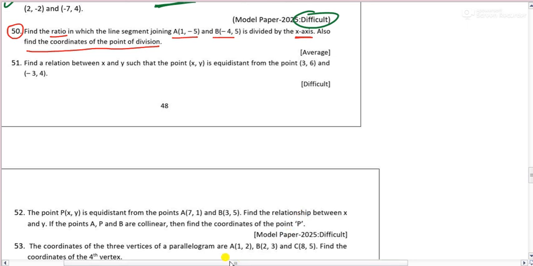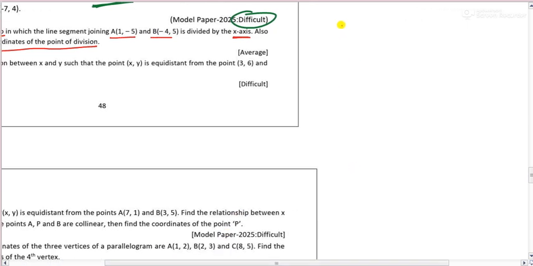Okay, so the x-axis, if I draw roughly, this is the x-axis, this is the y-axis. So there are 2 points. They can be anywhere, but the line is passing through the x-axis. It means, what is the value of y on the x-axis? 0. Exactly.